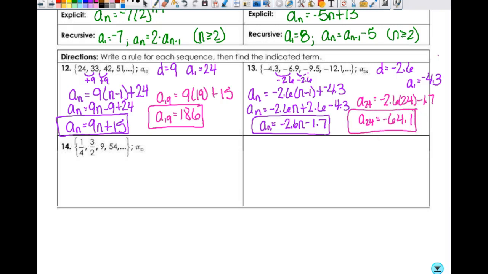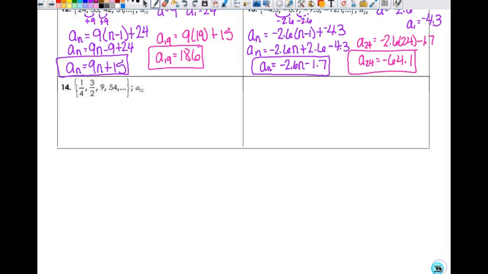All right, number 14. So I'm going to look for a common difference here first. Well, I can tell you without actually finding the values here that this is 0.25 and 1.5. So 1.5 minus 0.25 is not the same as 9 minus 1.5 or 54 minus 9. So clearly not arithmetic. My only option here is that it would be geometric.